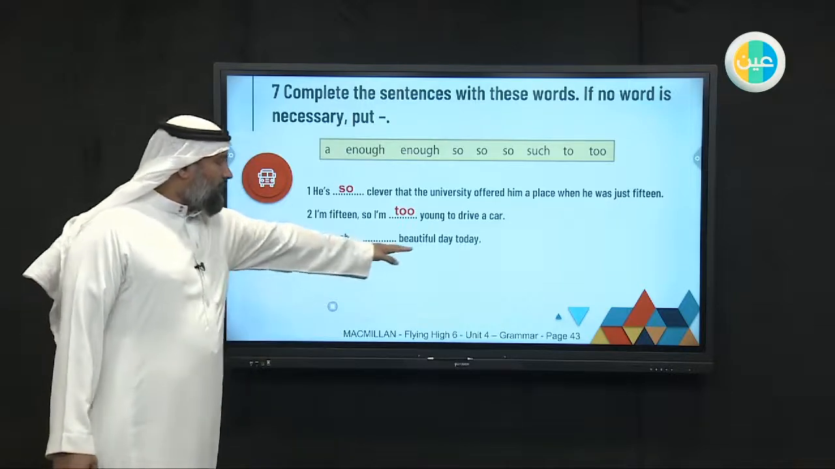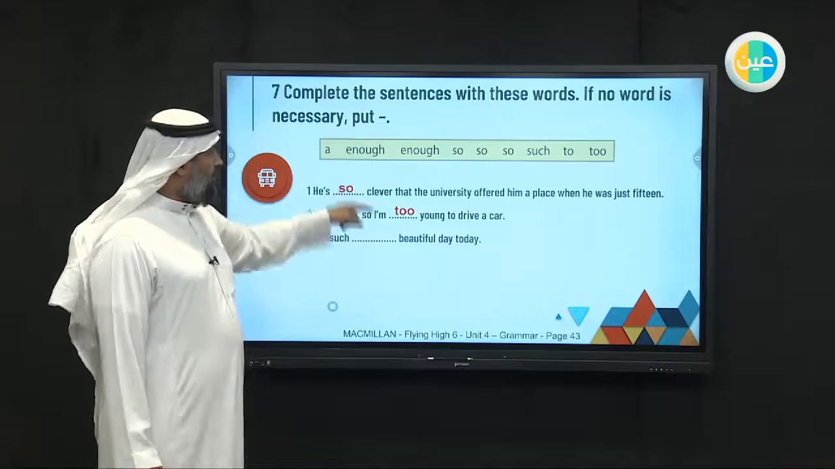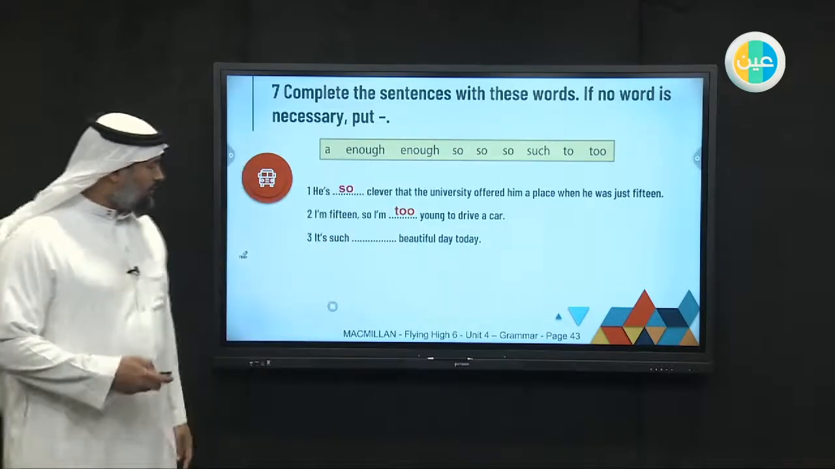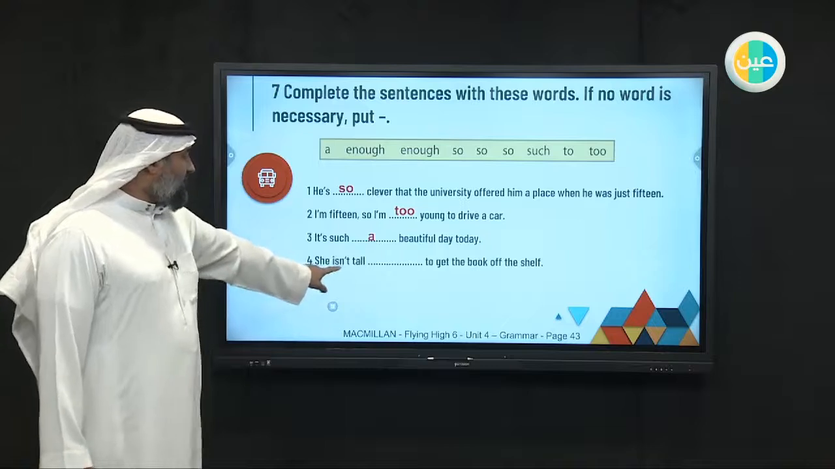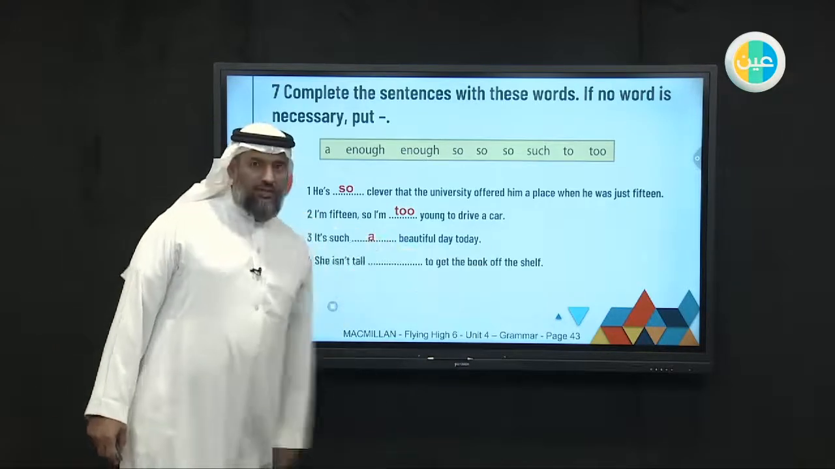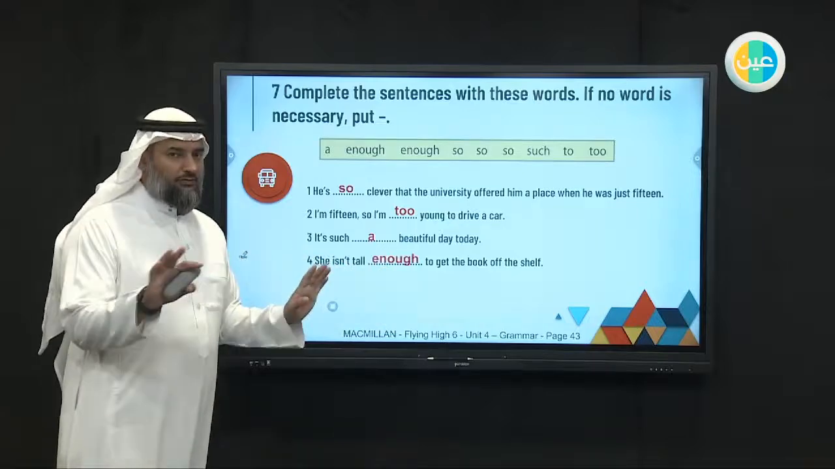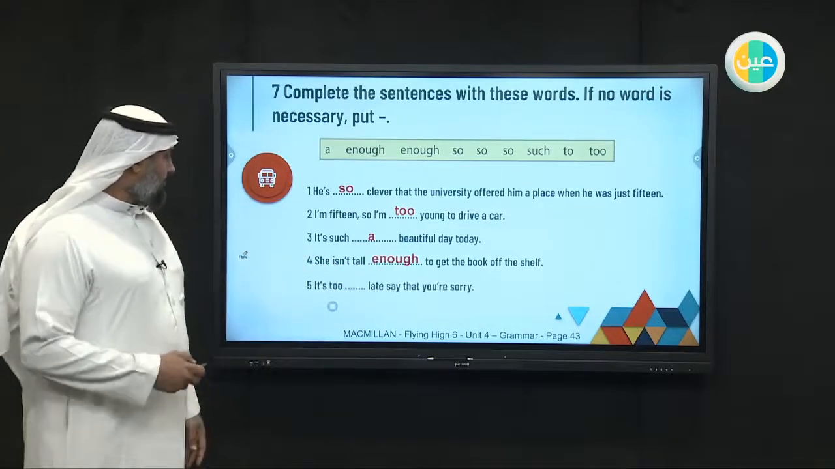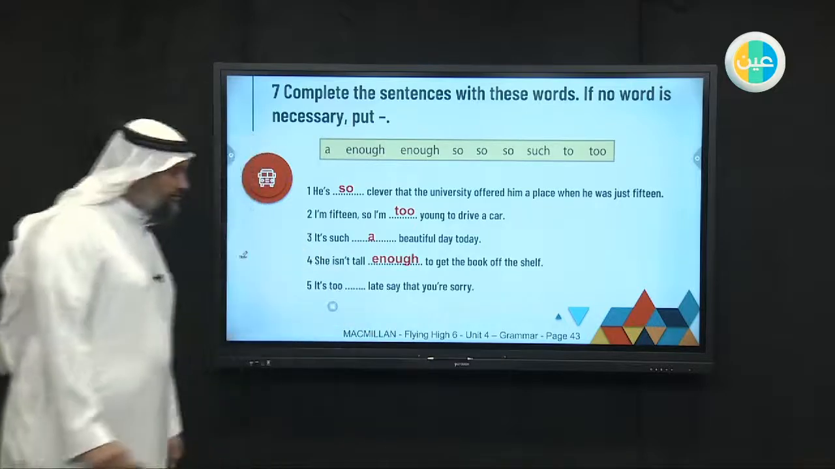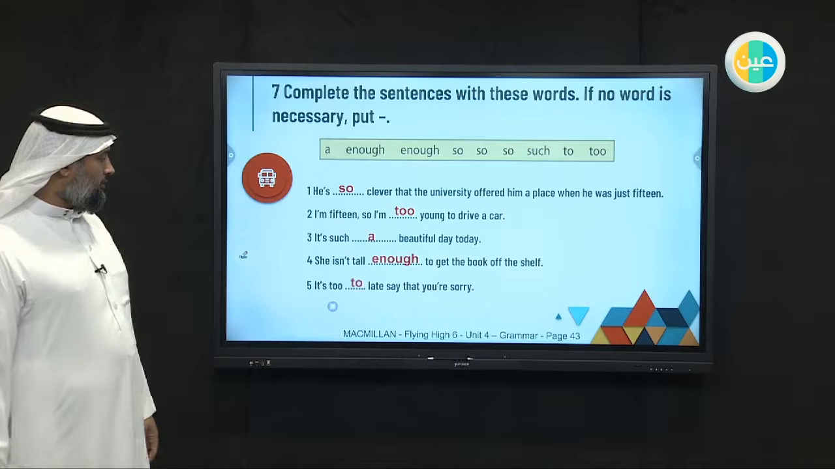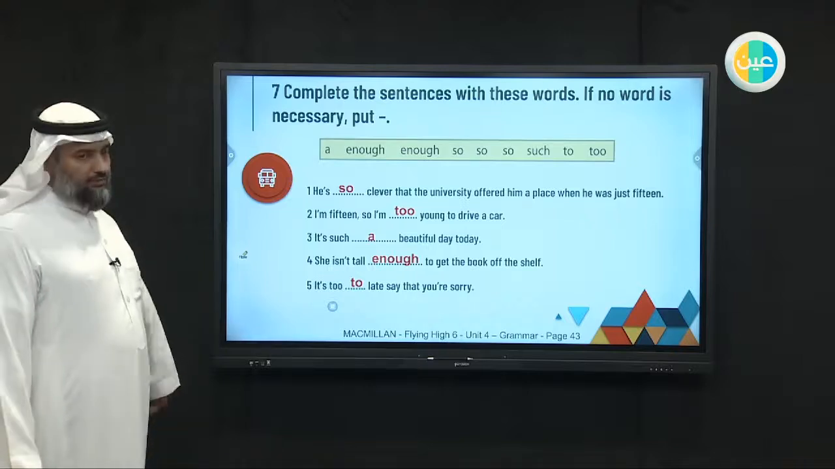It's such blank beautiful day today. What do you think? Such a beautiful day, or enough day, or so beautiful, or such beautiful? You say it's such a beautiful day. Next: She isn't blank tall to get the ball off the shelf. The ball is very high and we need someone who is tall enough. She's not tall enough. Five: It's too blank late to say that you are sorry. It's too late.